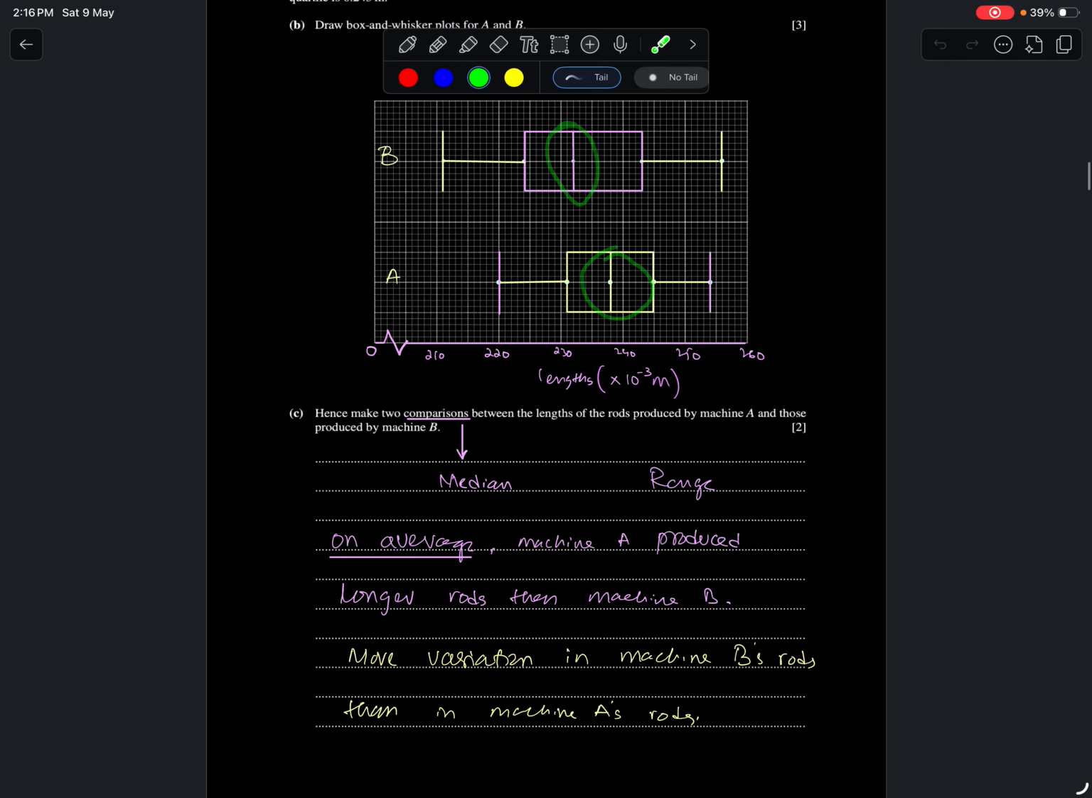And variation, the range of B is greater than the range of A. So there is more variation in machine B's rods than in machine A's rods. This is the way to compare. When asked to make a comparison, this is the way to do it. One with respect to median, one with respect to range.